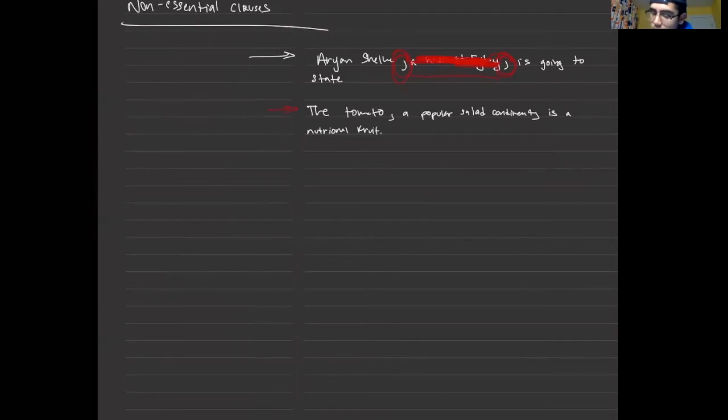So the tomato, okay, we got our subject. A popular salad condiment. Extra piece of information that is not needed for the sentence to remain a sentence, right? So we can take this out, right? Because remember, it's separated by commas here. Is a nutritional fruit. The tomato is a nutritional fruit. Perfect, right? We got it down.